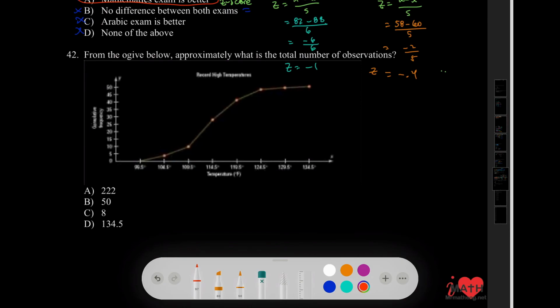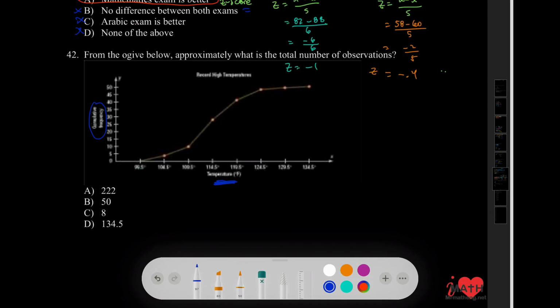All right, let's do this one. 41. From the graph below, approximately what is the total number of observations? Very hard to kind of see this graph. You see temperature down here, measured in Fahrenheit, and you have a cumulative frequency over here. That's what it says. Cumulative frequency. So cumulative just means you keep adding on into the total. Okay, what does that mean?